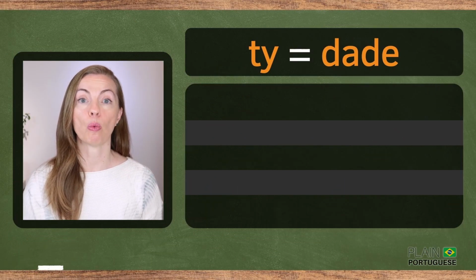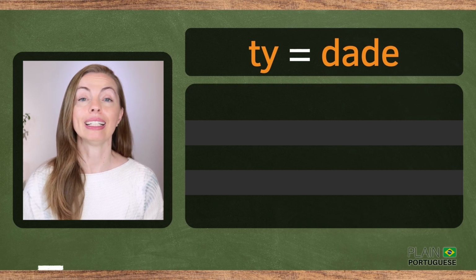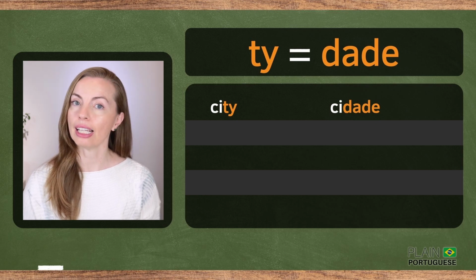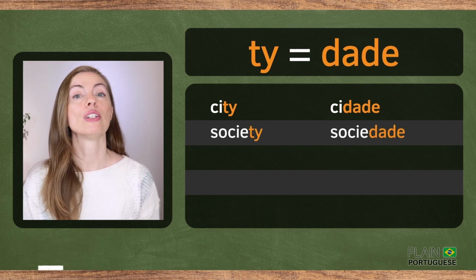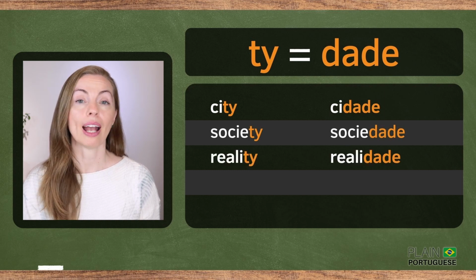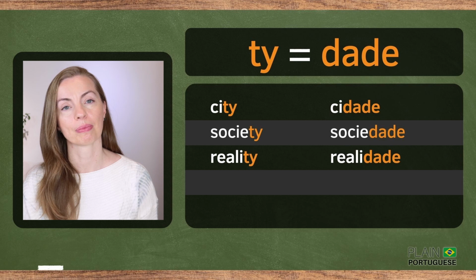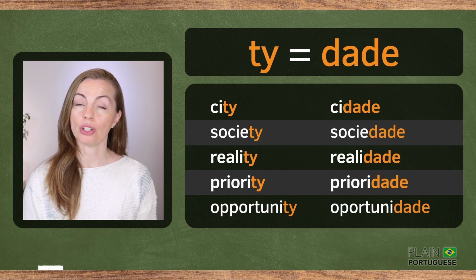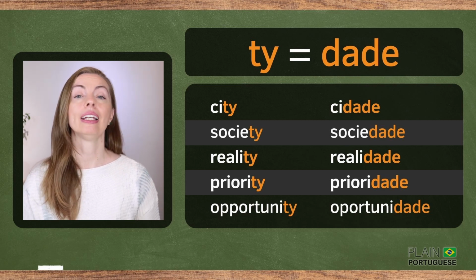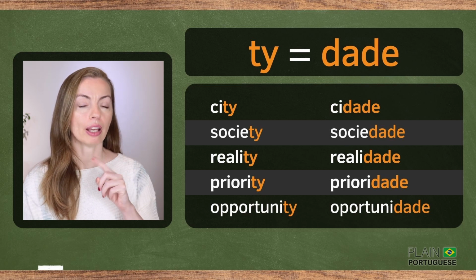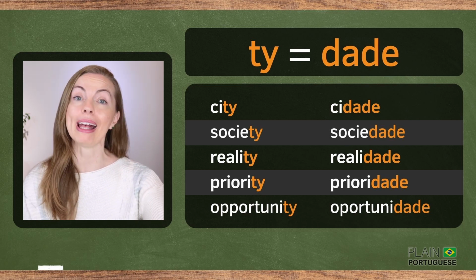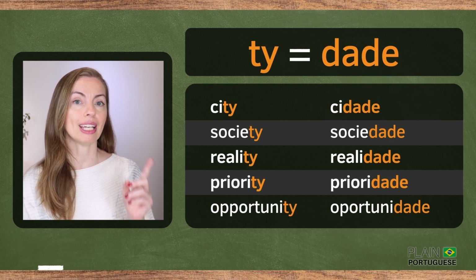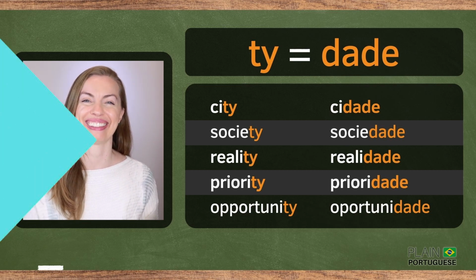If a noun ends in ty in English, it's likely to end in dade in Portuguese. For example, city, cidade, society, sociedade, reality, realidade, priority, prioridade, opportunity, oportunidade. Here we have another reason why you should watch and rewatch the lesson on patterns related to the gender of nouns, because nouns ending in dade in Portuguese are feminine.